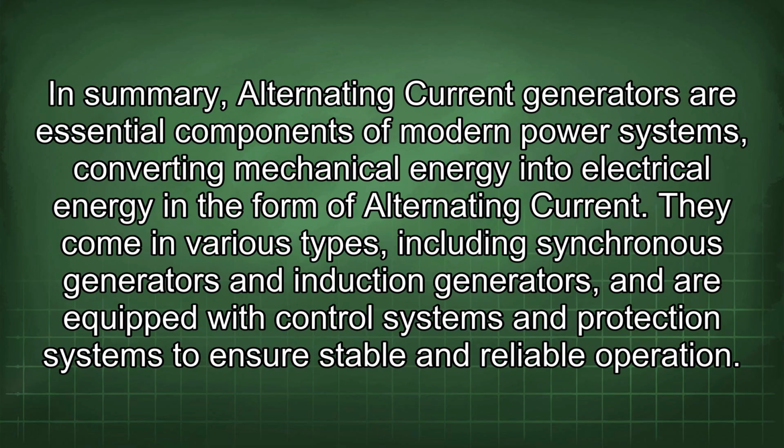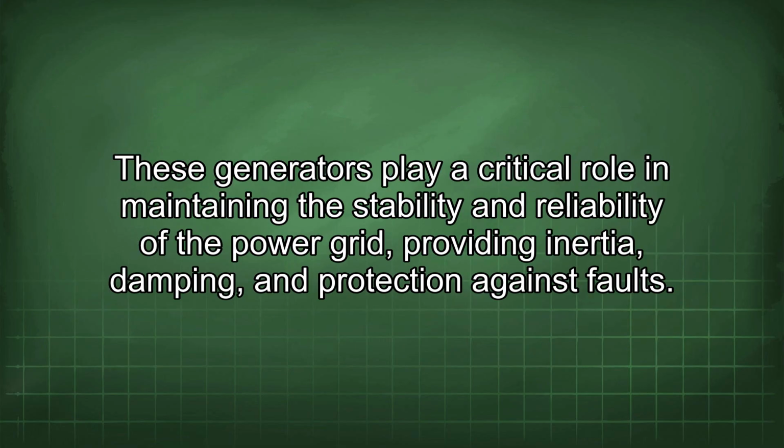In summary, alternating current generators are essential components of modern power systems, converting mechanical energy into electrical energy in the form of alternating current. They come in various types, including synchronous generators and induction generators, and are equipped with control systems and protection systems to ensure stable and reliable operation. These generators play a critical role in maintaining the stability and reliability of the power grid, providing inertia, damping, and protection against faults.